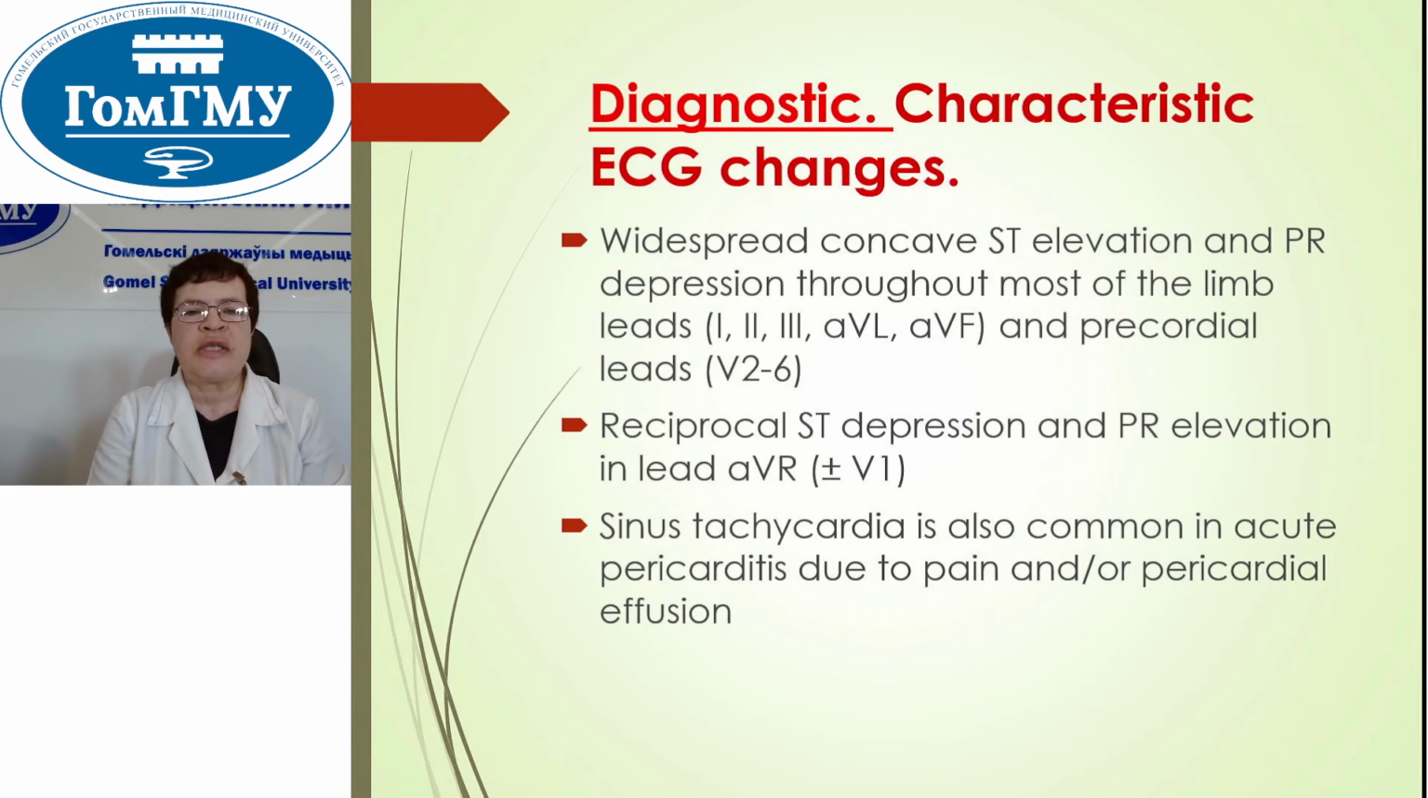Characteristic ECG changes: widespread concave ST elevation and PR depression throughout most of the limb leads, first lead, second, third, AVL and AVF, and precordial leads from V2 to V6. Reciprocal ST depression and PR elevation in the lead AVR, plus minus in the lead V1. Sinus tachycardia is also common in acute pericarditis due to pain and or pericardial effusion.